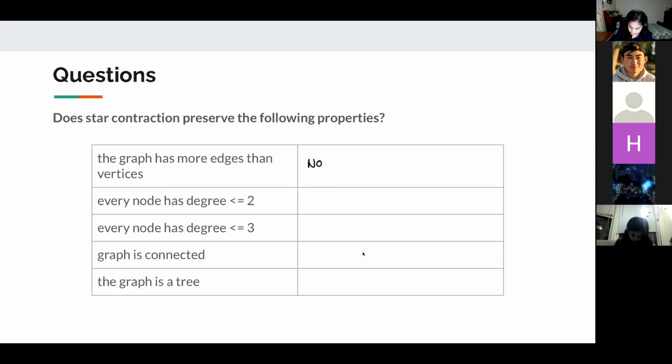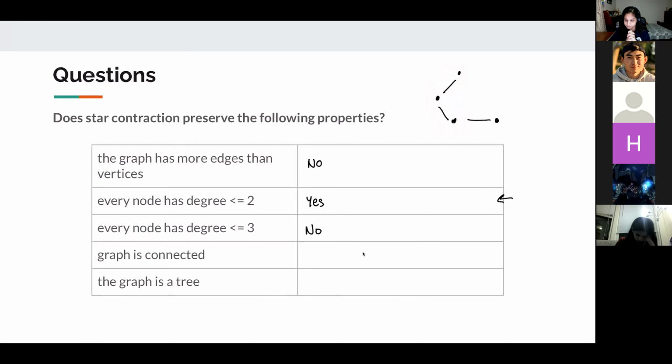And the next two would be a yes and a no. So for the yes, you can think about it like, if every node has degree less than or equal to 2, it's almost like a path, I guess. You can't have any more edges coming out of this. So if you do star contraction on this, you're only going to contract a couple of vertices. So you're not adding, you're contracting parts of the path together.